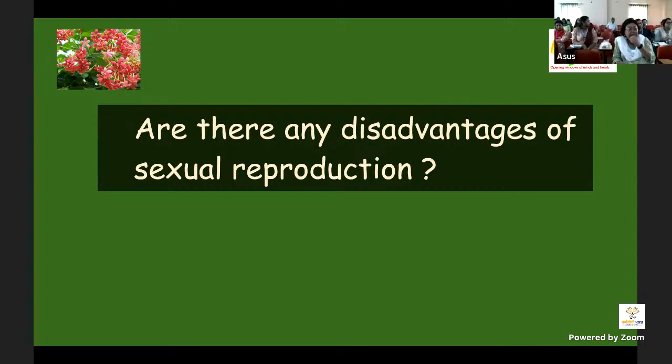Ma'am, we have an answer. A medium is required for the transfer of the male and the female gametes. Absolutely. If insects are not available, then the whole exercise gets wasted. So if the pollinator is not available, they are at a huge loss. So whatever the pollination medium, that medium should exist, should be available. Any other disadvantage?